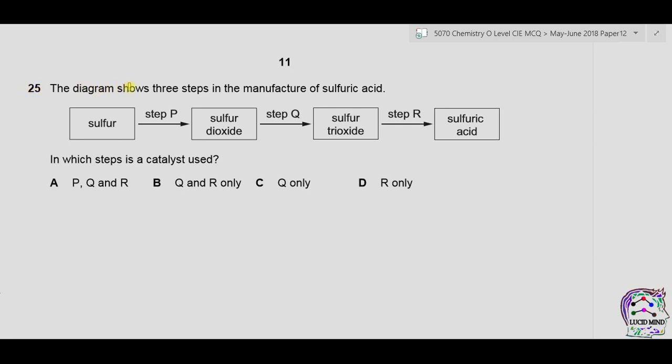Question 25. The diagram shows 3 steps in the manufacture of sulfuric acid. In which steps is a catalyst used? Now a catalyst is used in a reversible reaction in which sulfur dioxide reacts with oxygen in the presence of vanadium pentaoxide, which is V2O5, to form sulfur trioxide. As this is the only step in which a catalyst is used, so therefore this is step Q. Answer is therefore C.